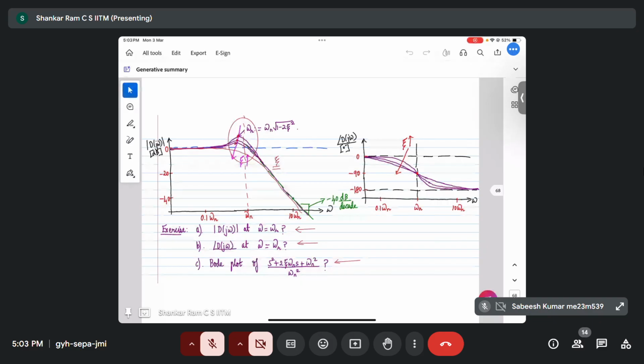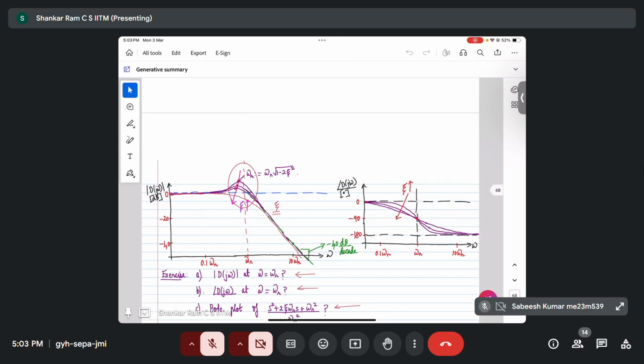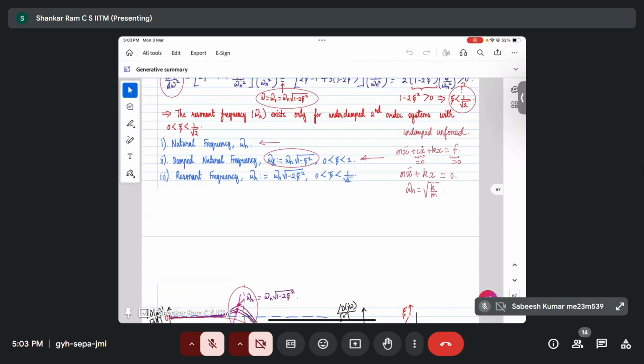So let's continue. So previously, if you recollect, we were looking at the Bode plot, and in the last class we looked at the Bode plot of... Can you mute the microphone, please? Arnav sir, can you mute your microphone if you don't know?